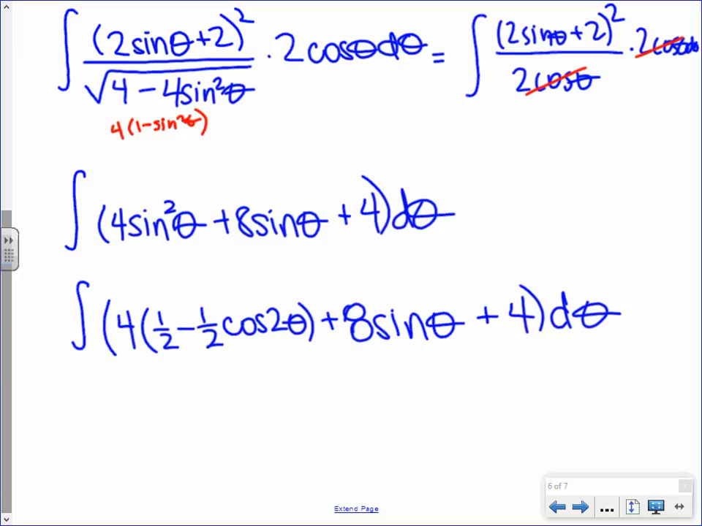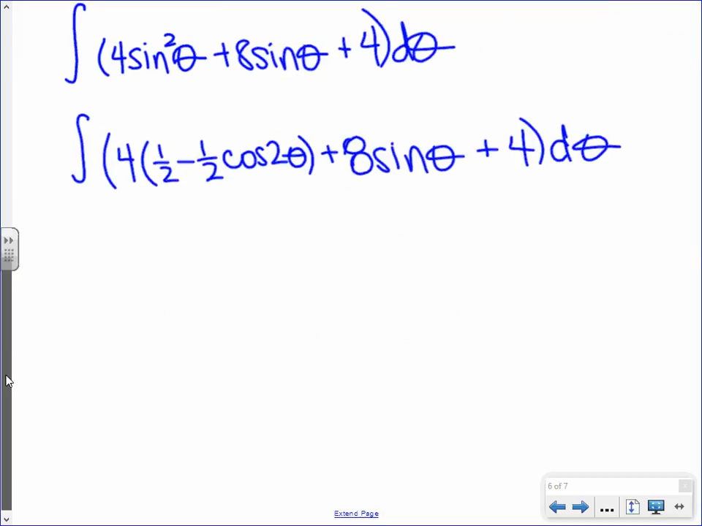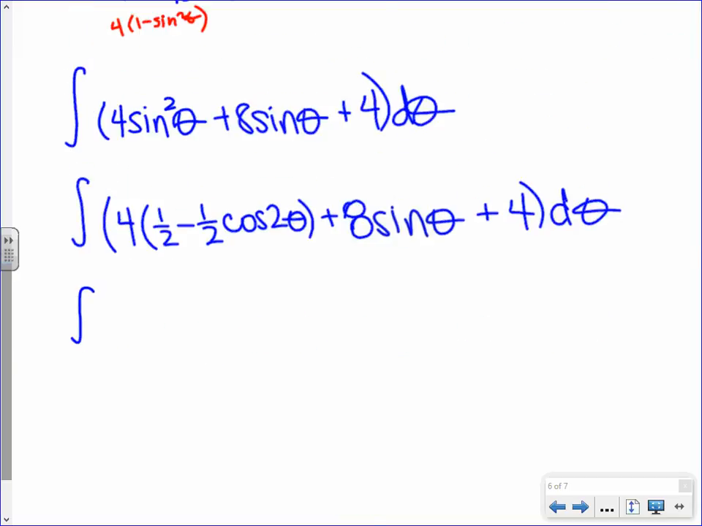Okay. So let's do some combining of like terms here. Technically we have 4 times 1/2, and then we're going to add that to 4, which makes 6. We have 4 times negative 1/2 cosine of 2 theta.